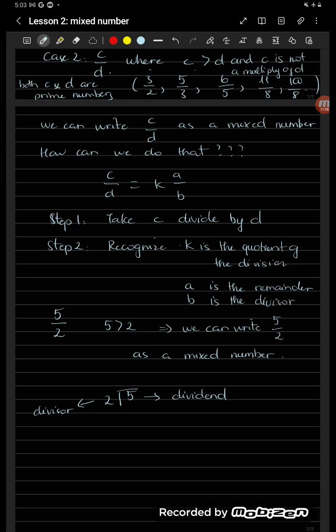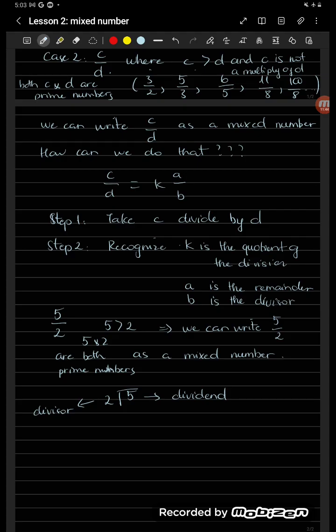Okay, so we come back to the example 5, the fraction 5 over 2. In this case, the numerator 5 is greater than 2, and 5 and 2 are both prime numbers, right? So it means we can write the fraction 5 over 2 as a mixed number.